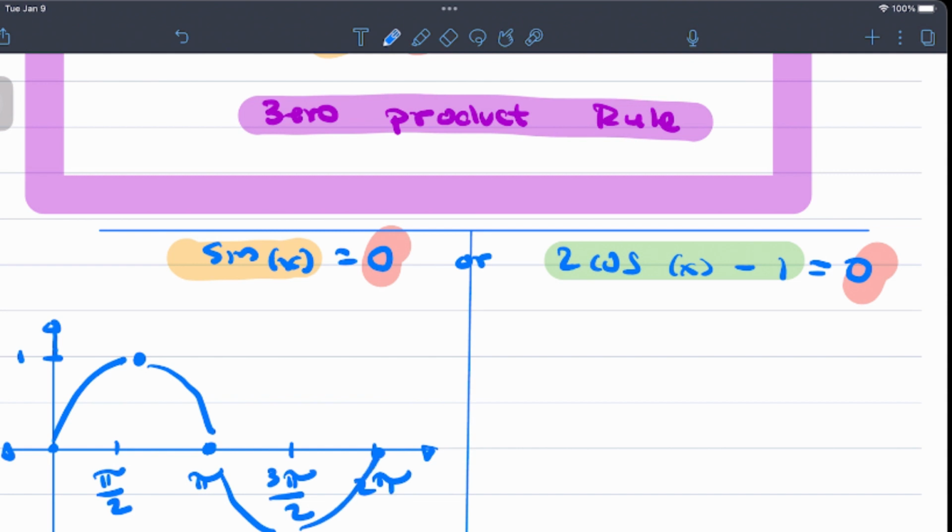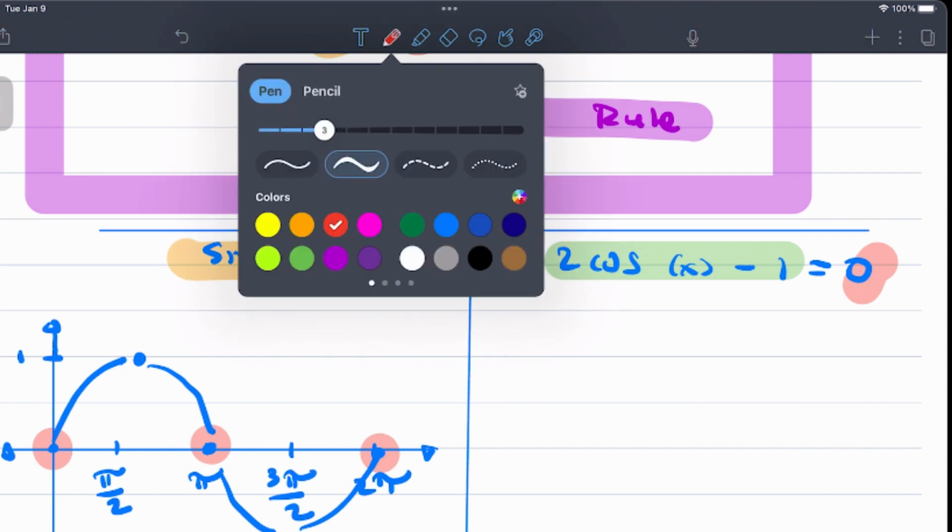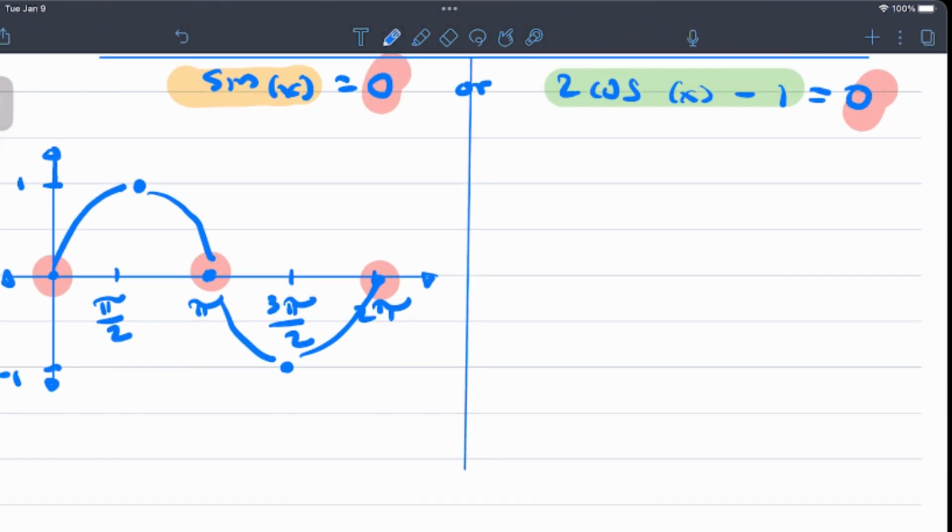So where is sine 0? Where do you guys know? Sine 0 is going to be where? Remember this? Those were the intercepts. When we talked about graphing sine, I asked you guys these questions. What are the intercepts? They happen when x is what? This one happens when x is 0, when x is pi, and x is 2 pi. Is that true?